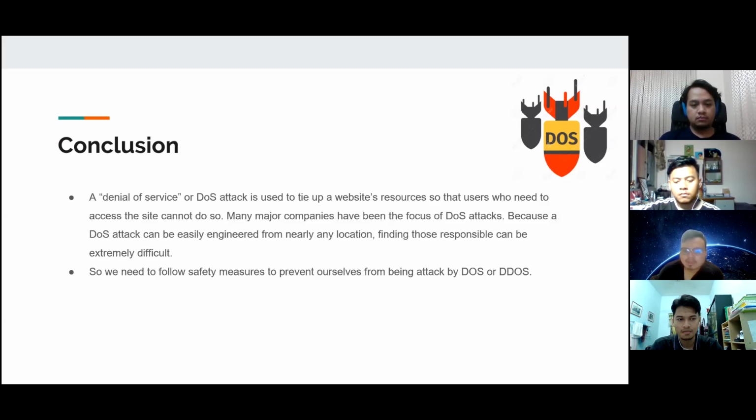So we need to follow safety measures to prevent ourselves from being attacked by DOS or DDoS. Like our friend has explained on how to prevent, such as doing the checklist, and then if you have been attacked, we need to recover by application recovery, or you can do firewall recovery.